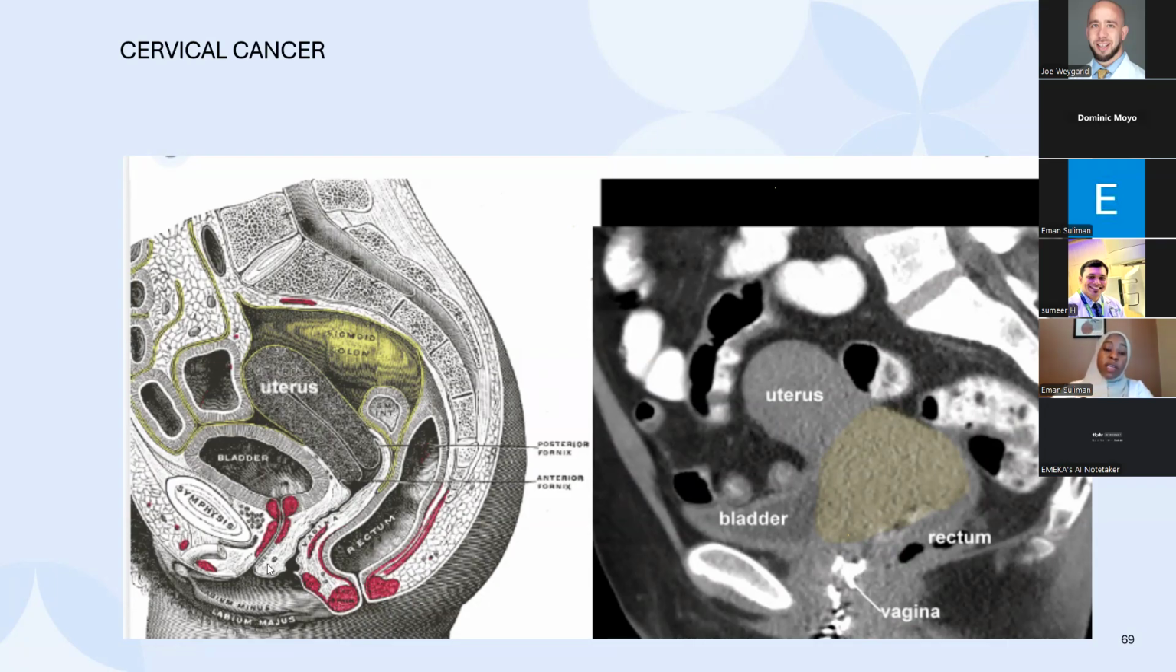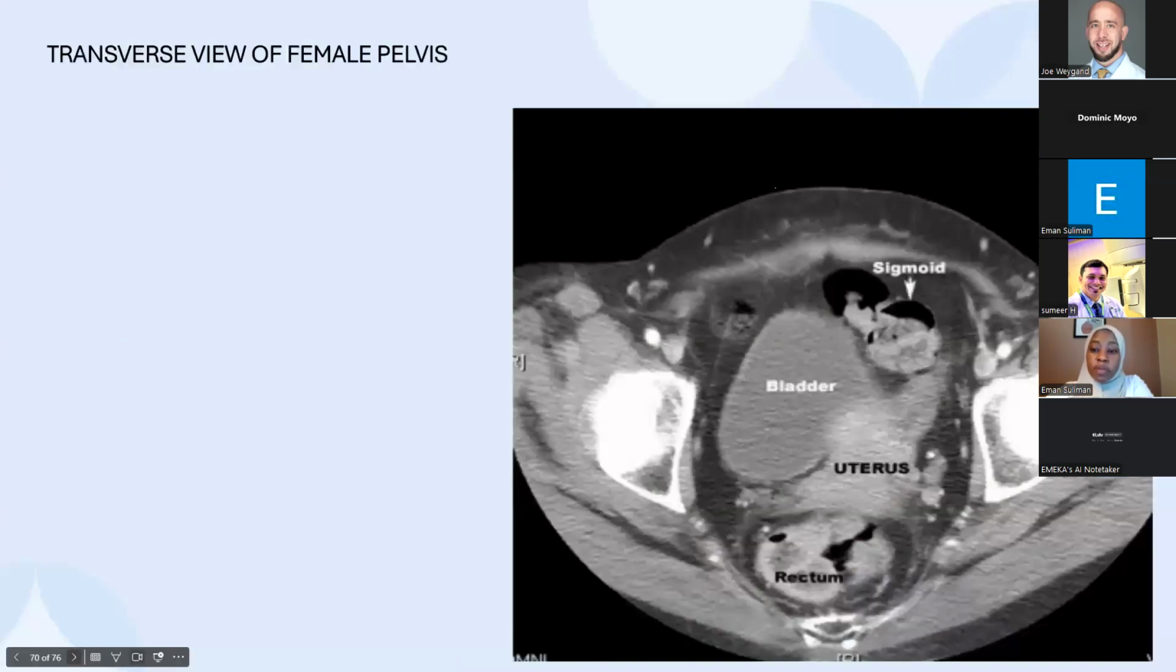Cervical cancer is quite common here in Africa. It's affecting females of middle age, between 30 and 40, and it's preventable. It could literally be prevented by just giving the HPV vaccine. That's why I mention it here.